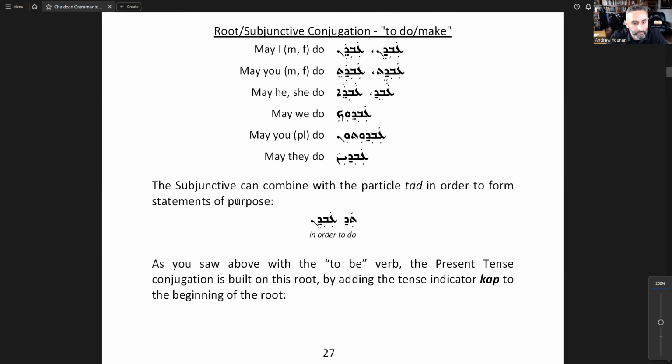Now, here's another little tidbit. The subjunctive, you can take this conjugation and you can combine it with the particle ted. This is a nice word, ted, in order to form statements of purpose. Ted odin, so that I can, so that I may do, in order to do, in order that I may do. That's what the word ted means, this little particle. This is a nice construction.